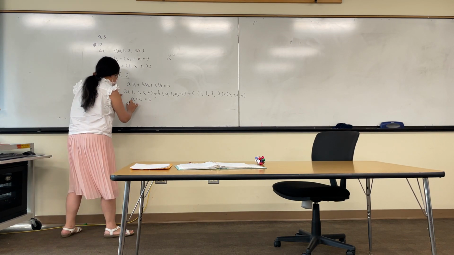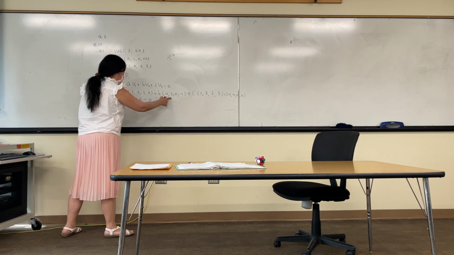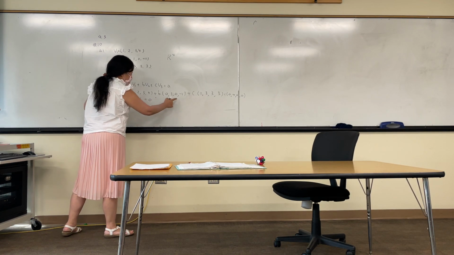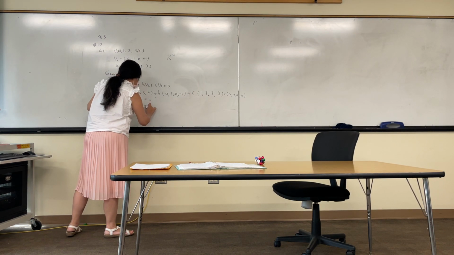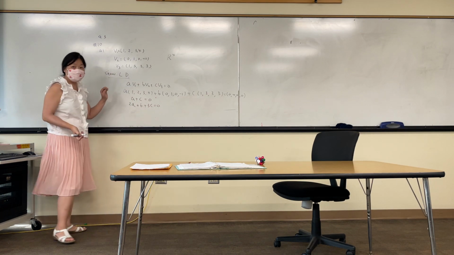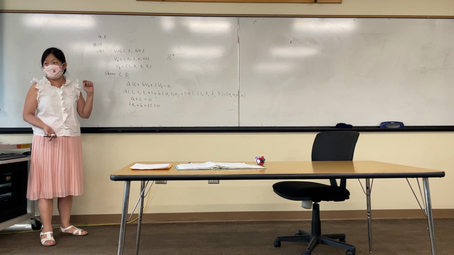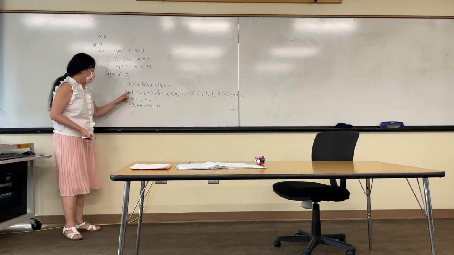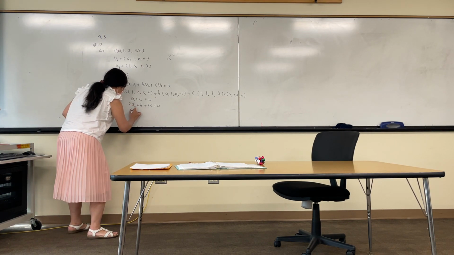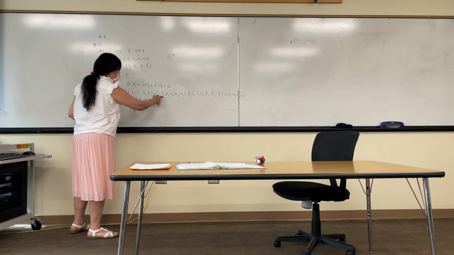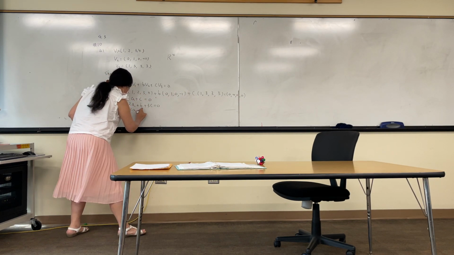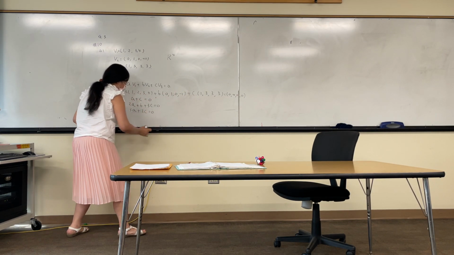Second equation: 2A plus B plus 3C equals 0, right? That's the second equation here. You guys follow me here? Okay. And then the third: 3A, 0 here, plus 3C.